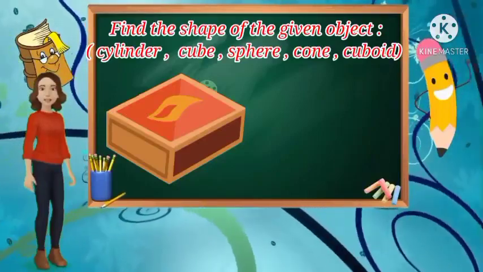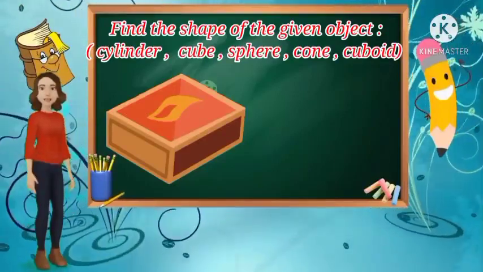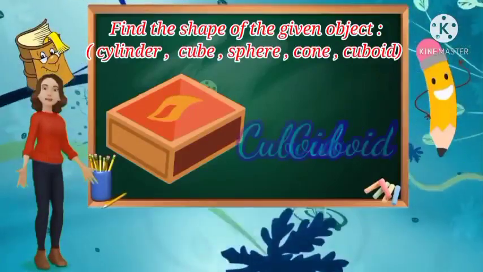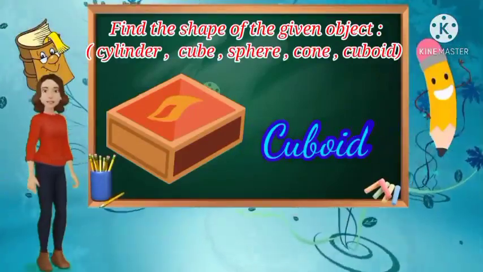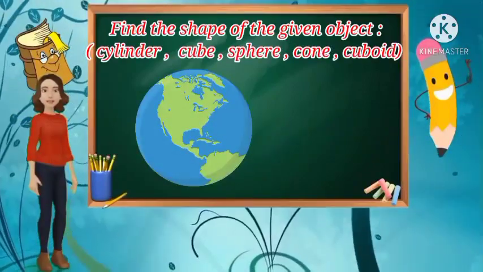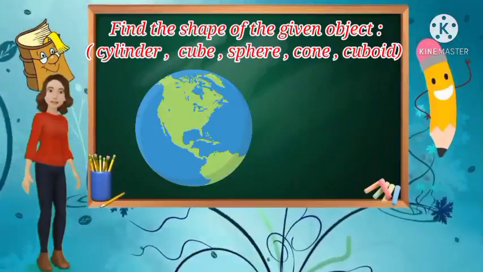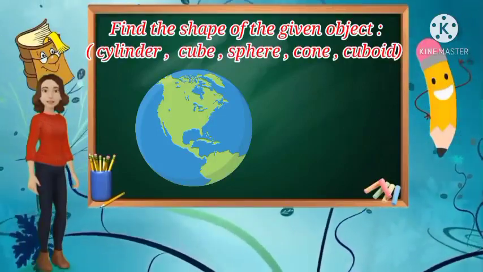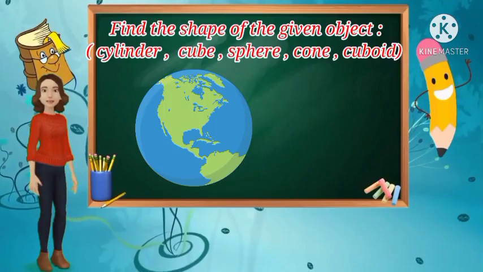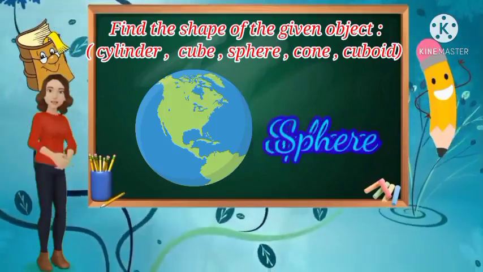Children, now the third one. Can you find the shape of this matchbox? Can you guess it, children? Yes, it is cuboid. Can you find the shape of this globe, children? What is the shape of this globe? Just make a try. Yes, it is sphere.